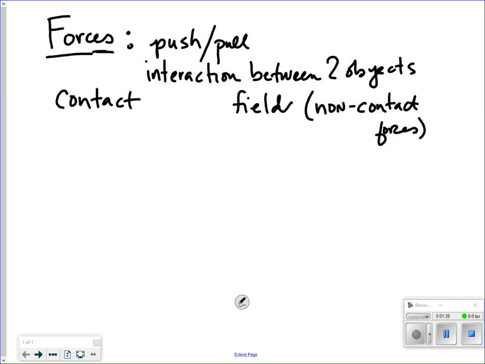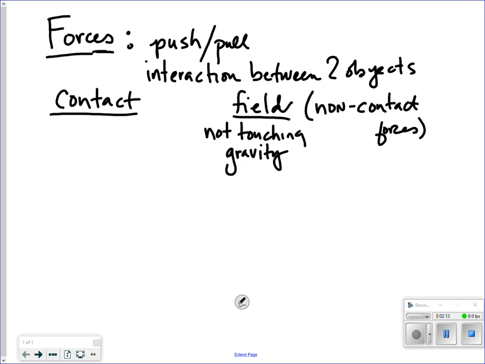So let's give you some examples here. Let's start with field forces. These are for things that are not touching. Our biggest one that we deal with the most is gravity, the force of gravity. You can have two objects far, far apart, like the sun and the earth, and they are attracting to one another. That is definitely one of our field forces.